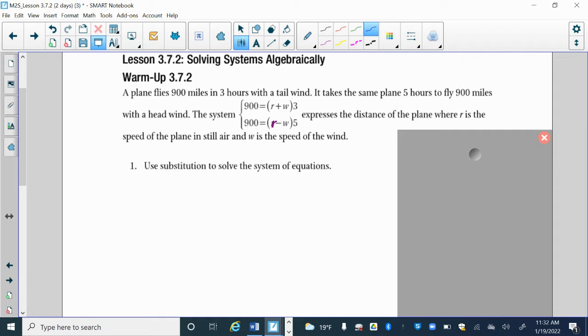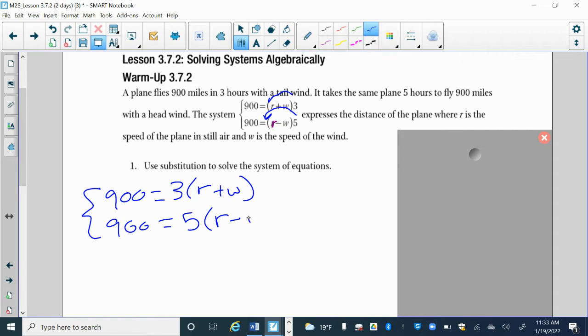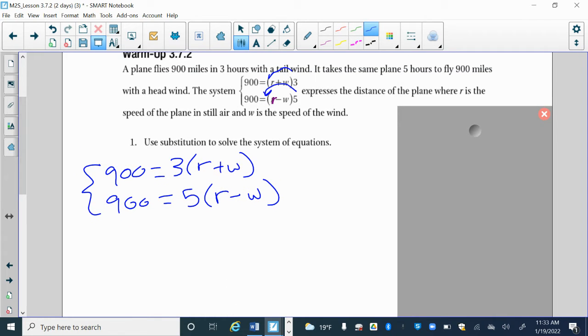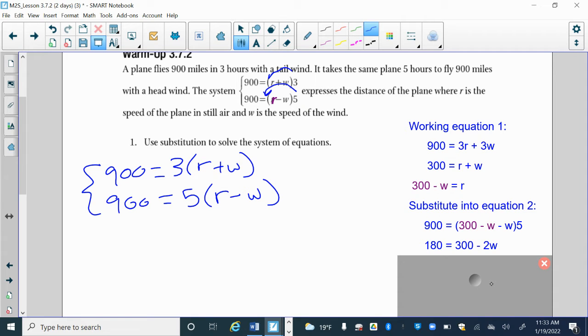So here's our system. Okay, I'm just going to rewrite it. It's written with this odd multiplication on the right-hand side, which looks kind of weird. So I'm going to bring the numbers to the front, because that's how we typically see a number in front of a set of parentheses. So we have 900 equals 3 times r plus w, and 900 equals 5 times r minus w. Okay, it says use substitution to solve the system of equations. Kind of a messy problem here. So we are going to use substitution.